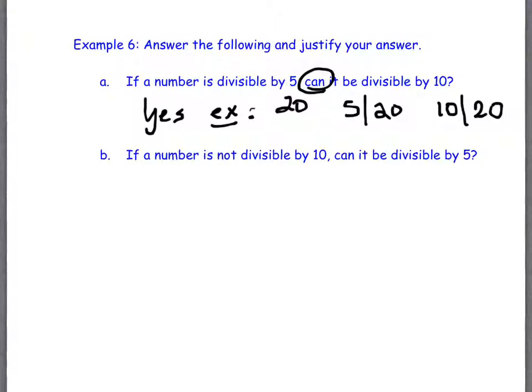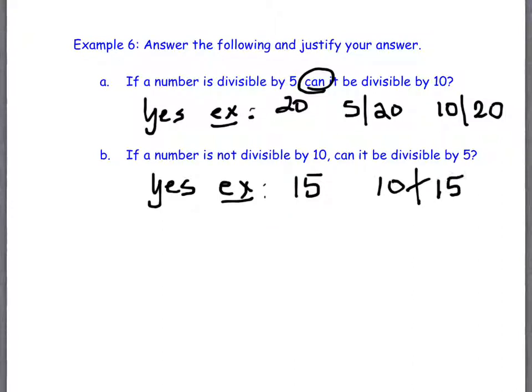All right, next question says, if a number is divisible by 10, can it be divisible by 5? Oh, I'm sorry, I read it wrong. Thank you. If a number is not divisible by 10, can it be divisible by 5? Yes. For example, 15. So 10 does not divide 15, but 5 does divide 15, doesn't it? It's good information. Does it have to be?